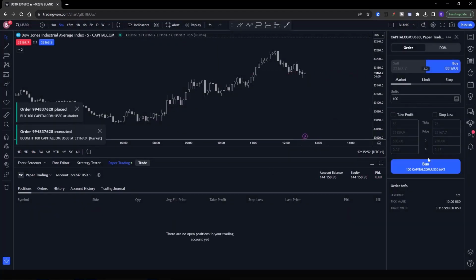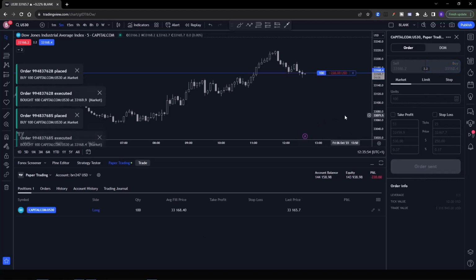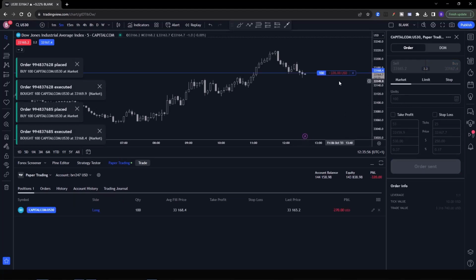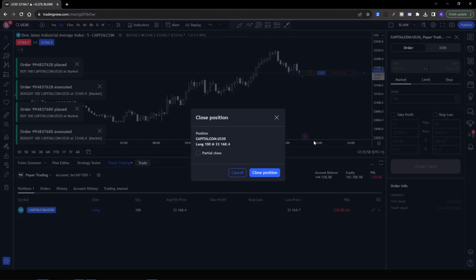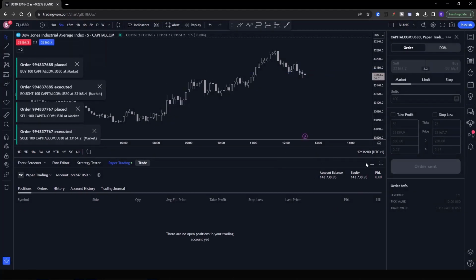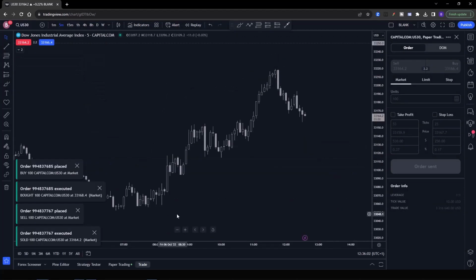It doesn't matter if you want to do a buy or a sell, the same exact thing happens, it just puts you in a trade immediately. Now then, let's have a look at some pending orders. We'll just close this down.